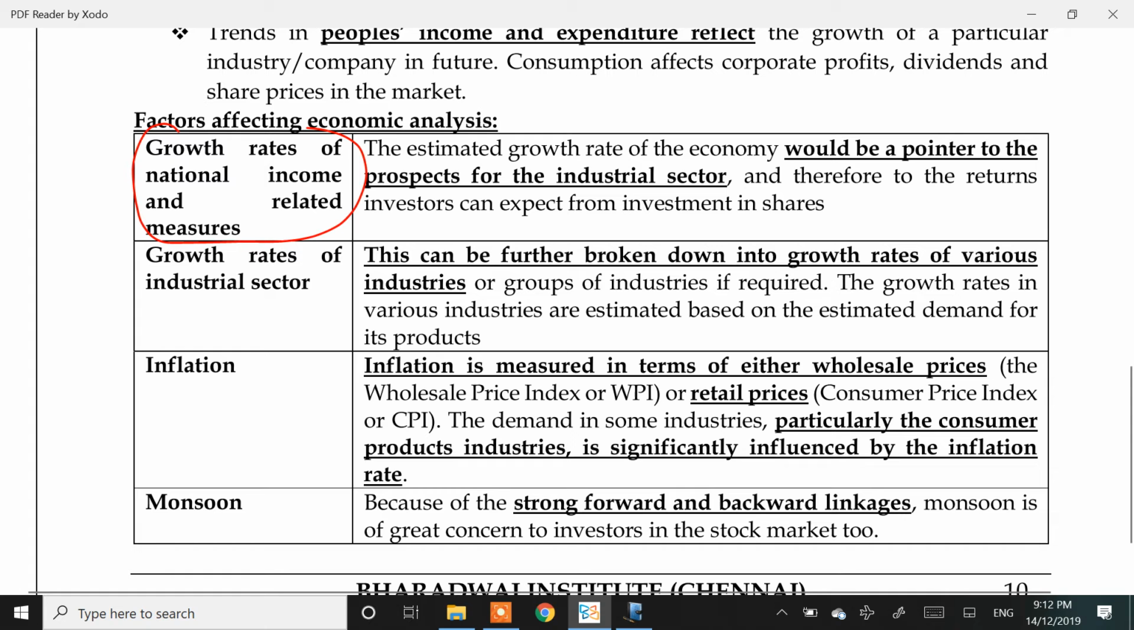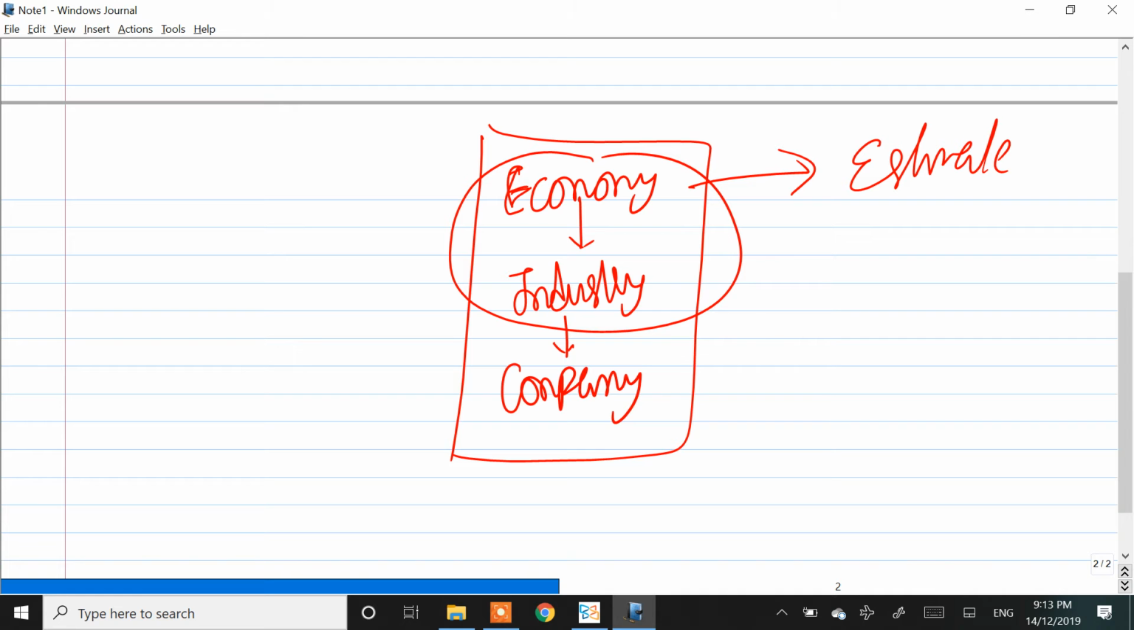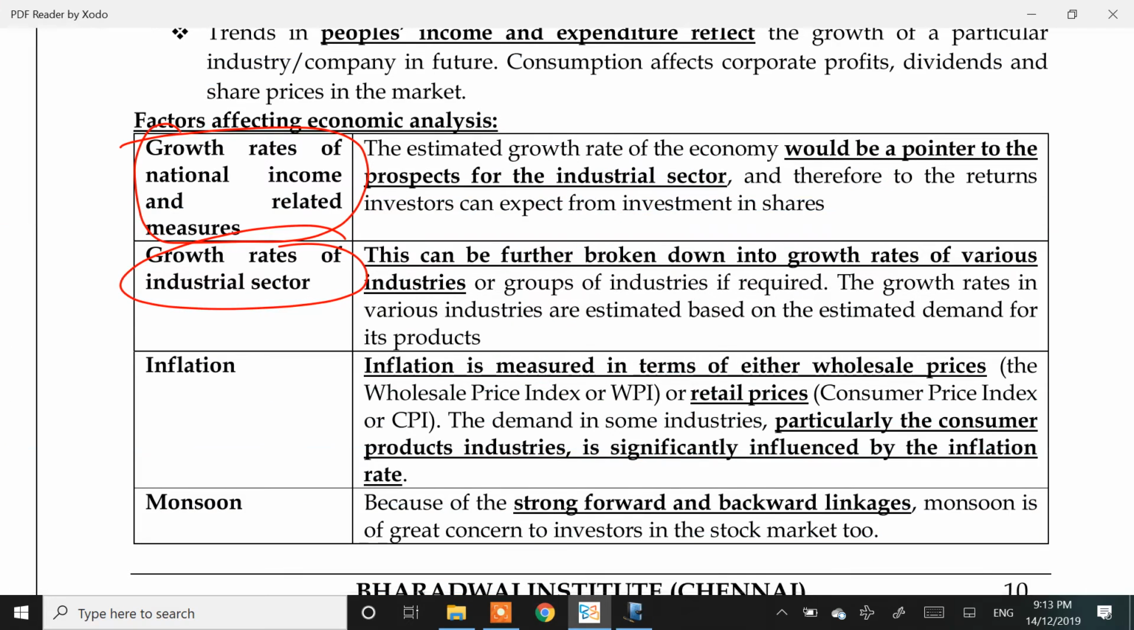One is growth rates of national income. The estimated growth rate of an economy would be a pointer as to what the prospects are going to be for the industrial sector. Then I can break this growth rate down to the industrial sector. Now you can look at it in two ways. One is you see how the economy is going to grow and then try to find out how the sectors are going to grow. The other approach is first trying to find out what the various sectoral growth rates are going to be, and based on them, I can find out the growth rate of the economy. So it is kind of interlinked. But most of the times we first find the various industry growth rates, club them together, and try to get the economic growth rate.